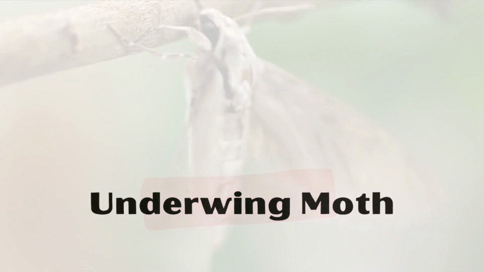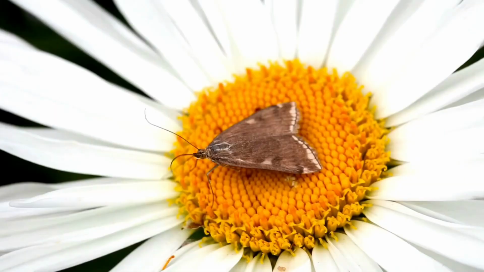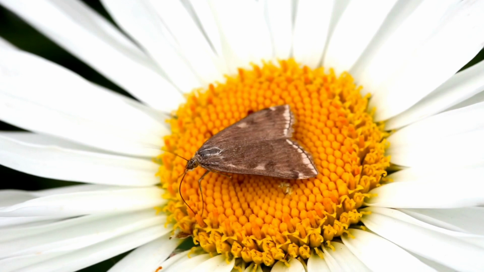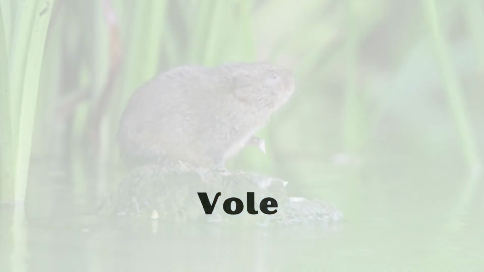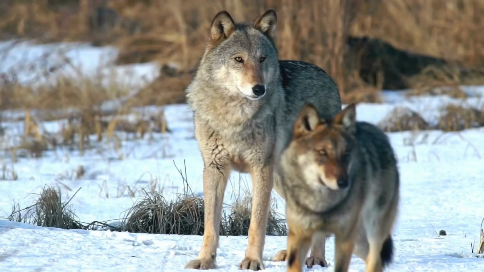U, underwing moth. U for underwing moth. V, vowel. V for vowel. W, wolf. W for wolf.